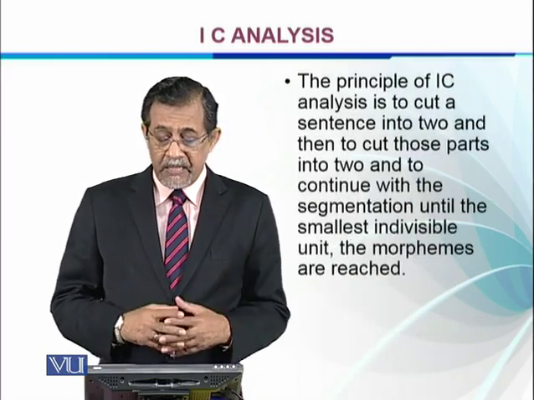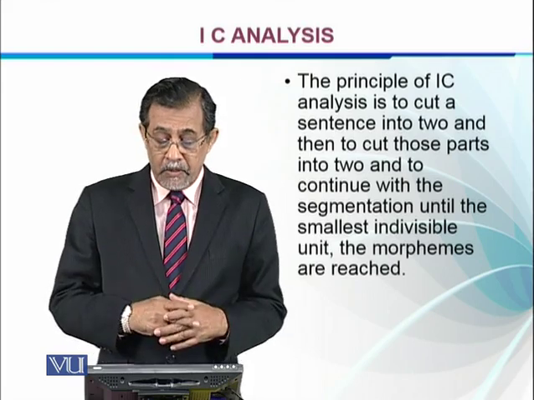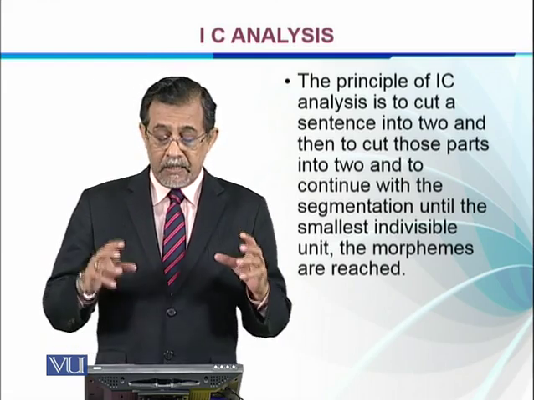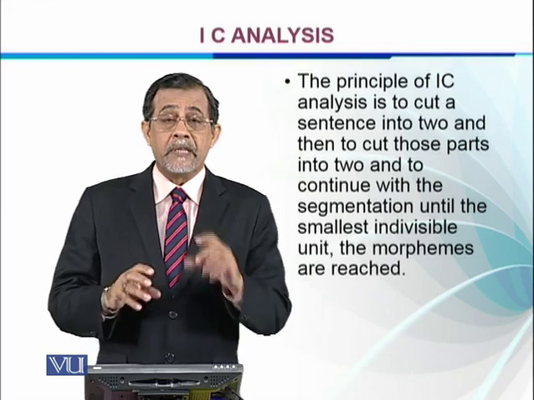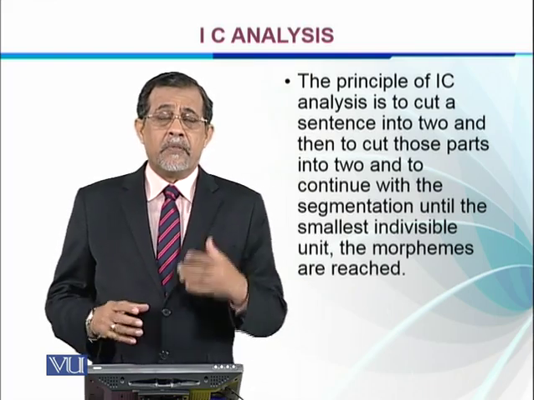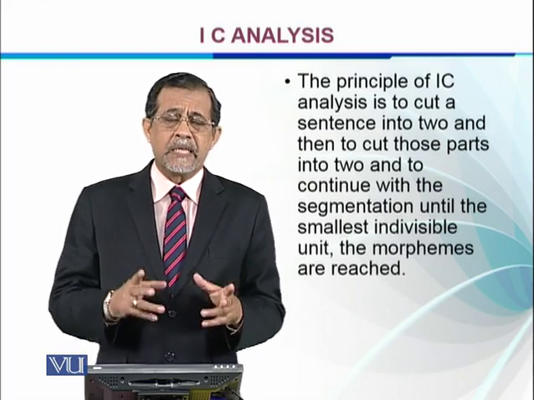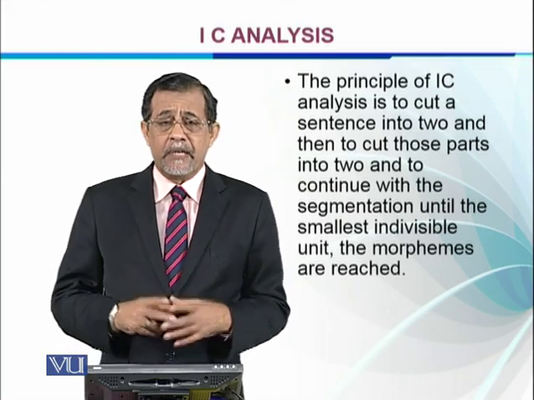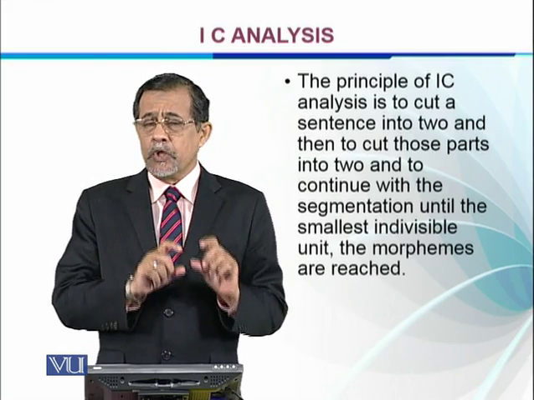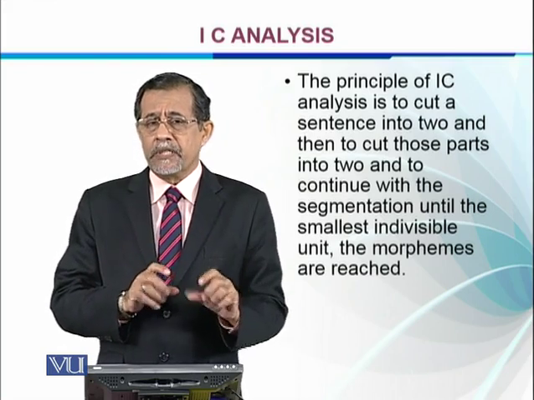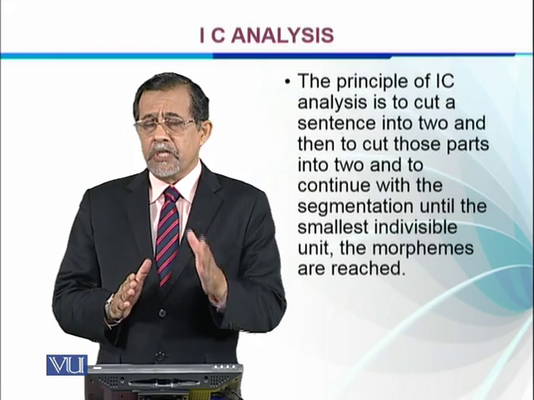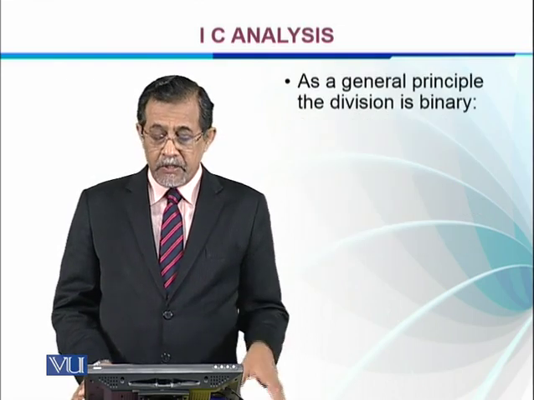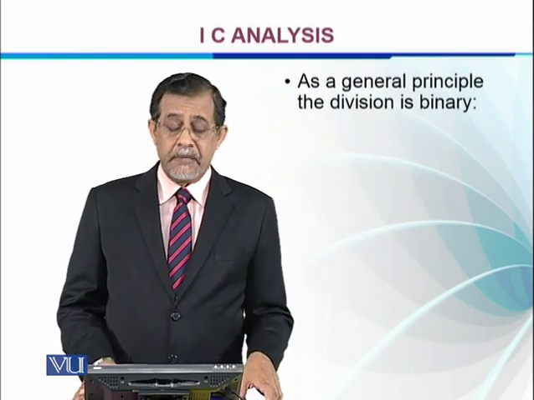The principle of IC analysis is to cut a sentence into two, and then to cut those parts into two, and to continue with the segmentation until the smallest indivisible unit, the morpheme, is reached. So the method in IC analysis is to take a sentence and cut it into two. So it's a binary description, right? And then keep on cutting the units into further units until they reach the smallest meaningful unit, which they call the morpheme. So as a general principle, this division was binary.